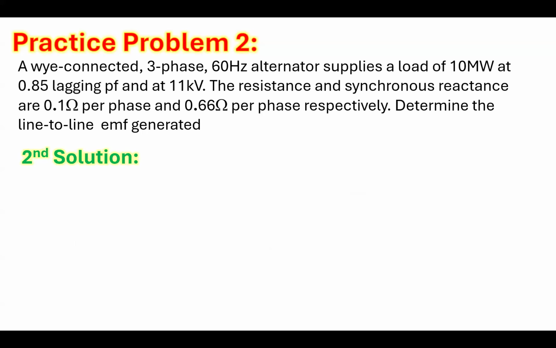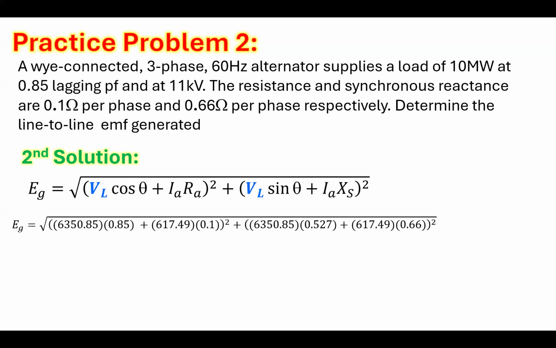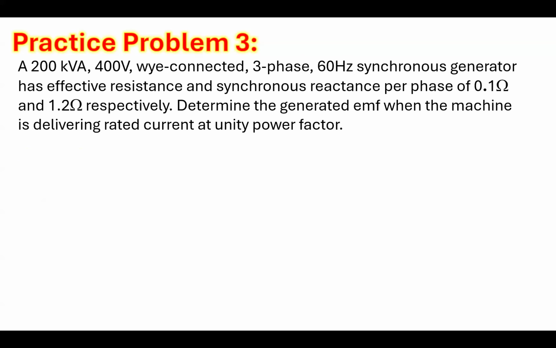And for our second solution, we simply use our second equation. With our values given, we just plug them into our equation, then the generated voltage is equal to 6,626.24 volts. And to solve for the generated voltage line to line, we simply multiply it by square root of 3. And this will give us the same answer of 11.48 kilovolts.